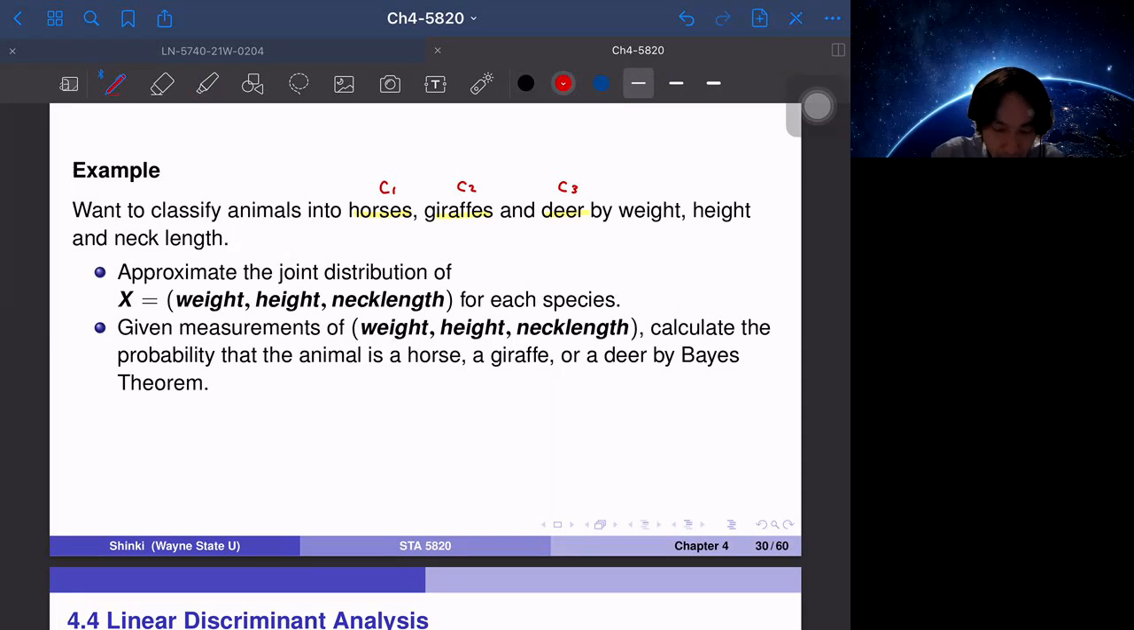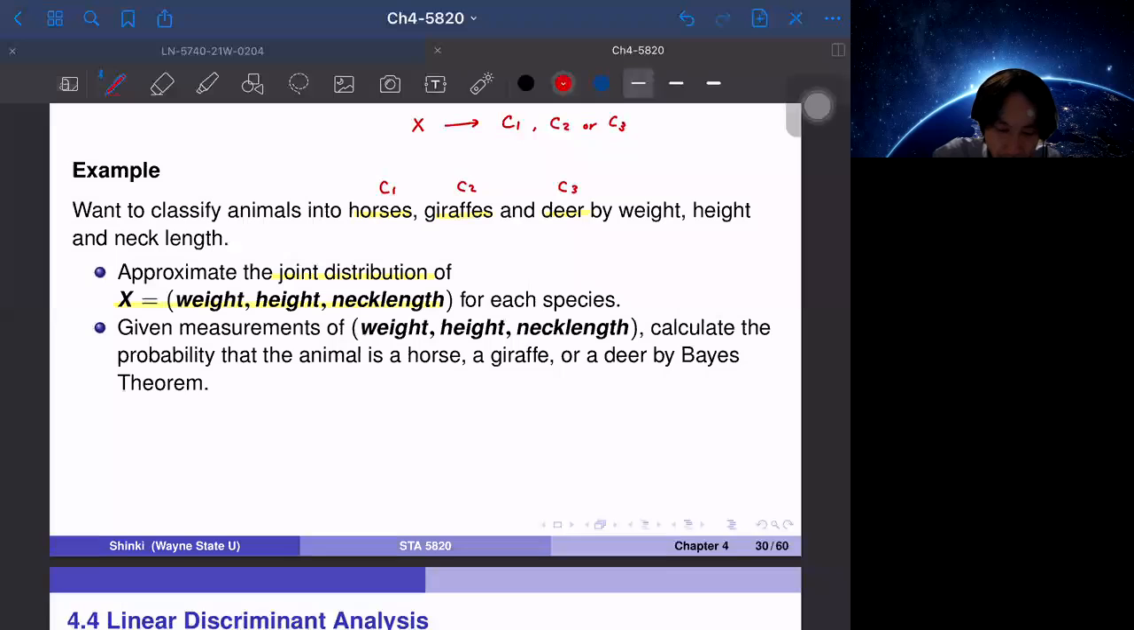Linear discriminant analysis thinks about the problem the other way around first. We approximate the joint distribution of predictor variables, the weight, height, and neck length, for each species. Originally, the problem is that we observe X and we decide which class that animal is in: X to C1, C2, C3.